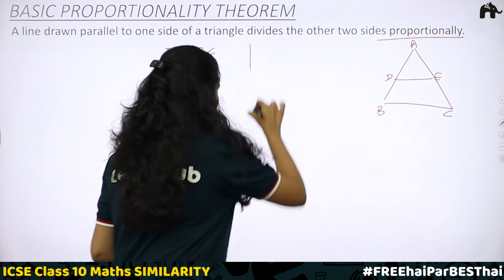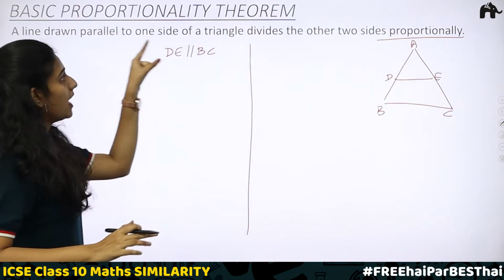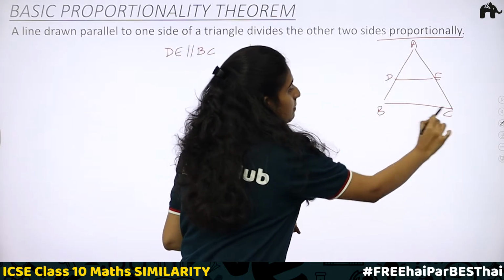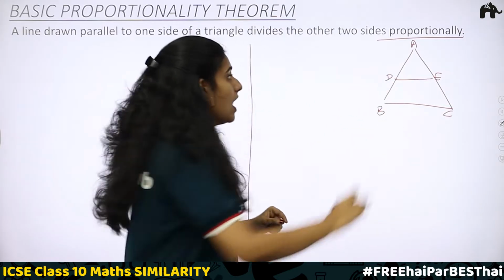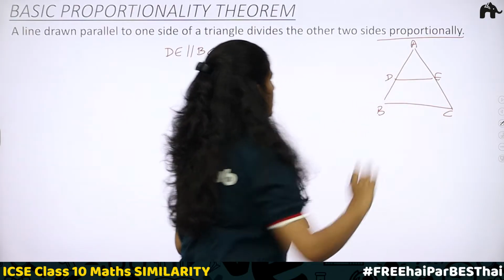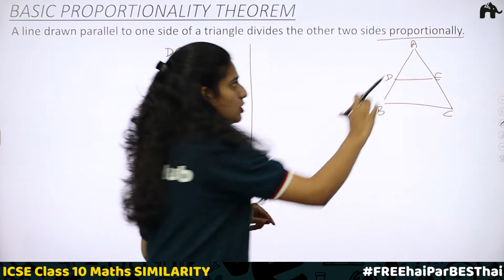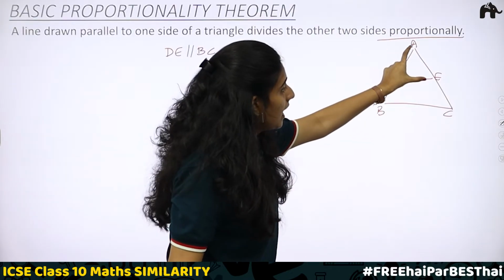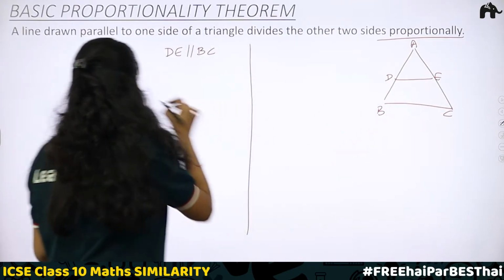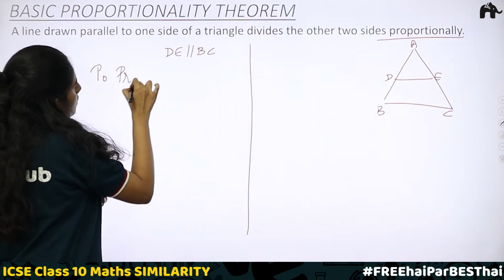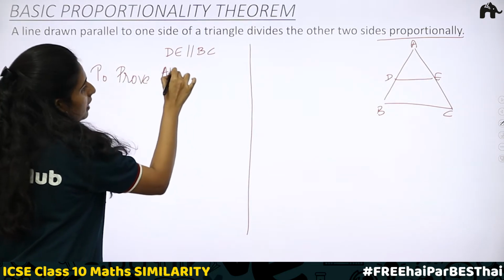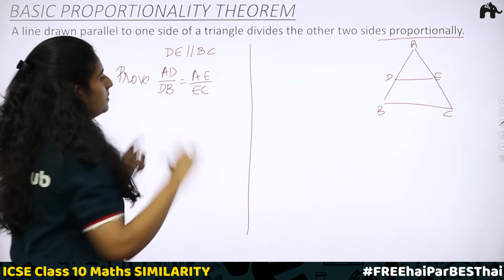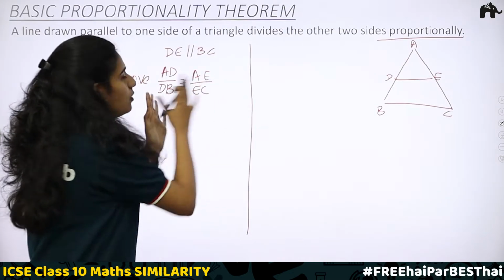So here the statement is a line drawn parallel to one side of a triangle divides the other two sides. Here the parallel side is BC. Other two sides means AB and AC. Proportionally means the ratio of AD and DB should be equal to AE and EC. So we have to prove AD by DB is equal to AE by EC. This is what we need to prove. How to prove this?